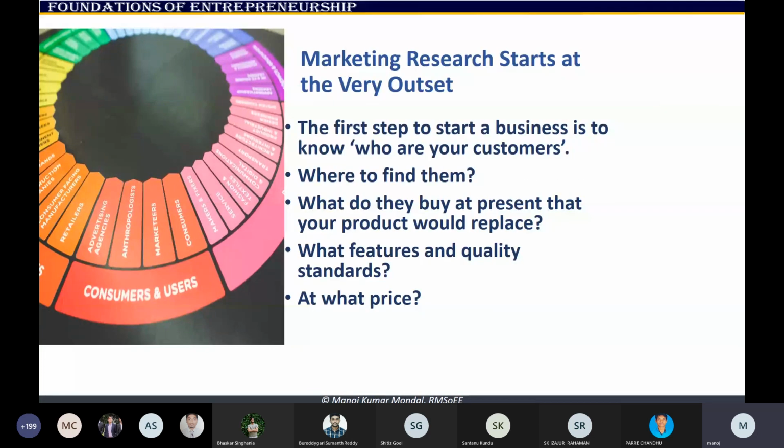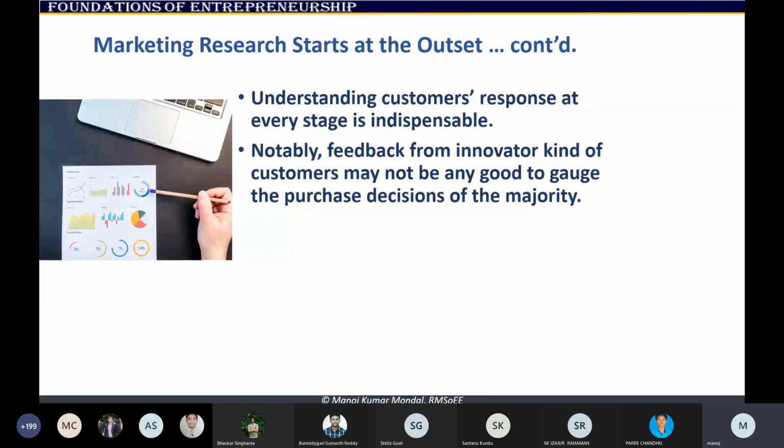Marketing research starts at the very outset, meaning when an idea comes to your mind, you start doing some secondary research, like you try to gather some information on whether this idea is good, bad, or ugly. So you try your best, and then eventually you try to develop the product based on the secondary market research.